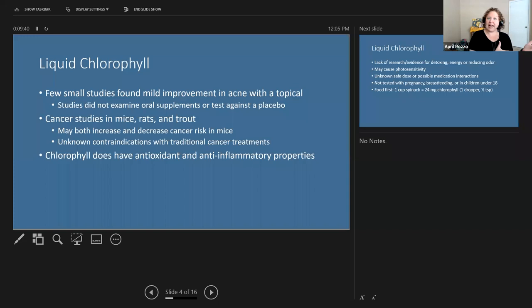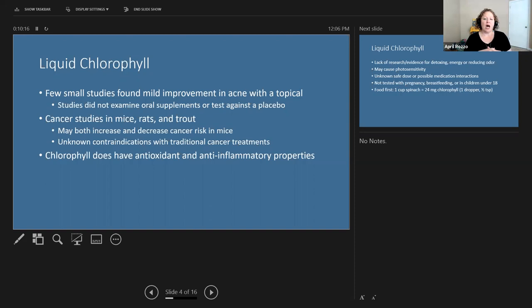A few cancer studies have been done in animals, and they've gotten mixed results of some potential decrease, some tumor fighting properties, or some increased risk of cancer. So we don't really have a good answer on that one. We do not know if this liquid chlorophyll supplement interacts with any of our traditional cancer treatments like chemo or immunotherapy or anything like that.